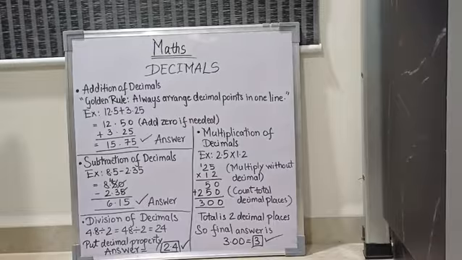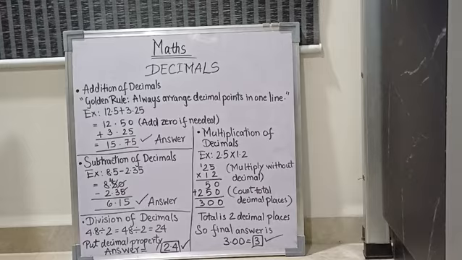Now let's begin with small sums which are present in decimals. First we will go with addition of decimals. There is a golden rule which you should follow: always arrange decimal points in one line. Example is 12.5 plus 3.25. How will you do the addition? It's right in front of you.